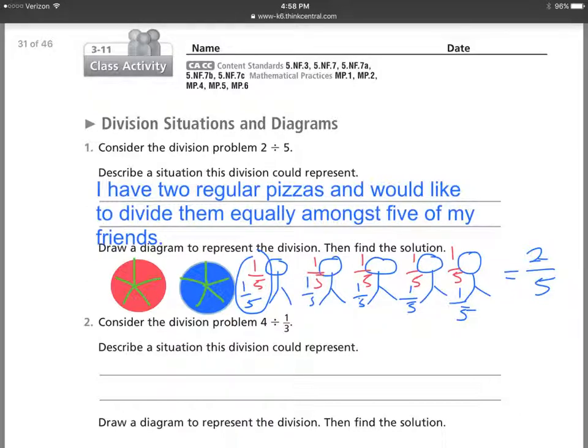Come up with your own scenario for number 2 and 3 and complete with a diagram and your final answer. Pause the video now.